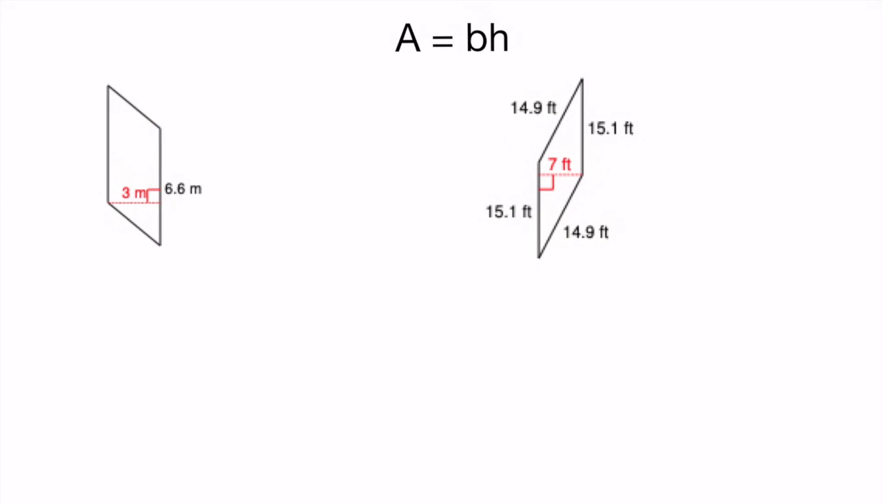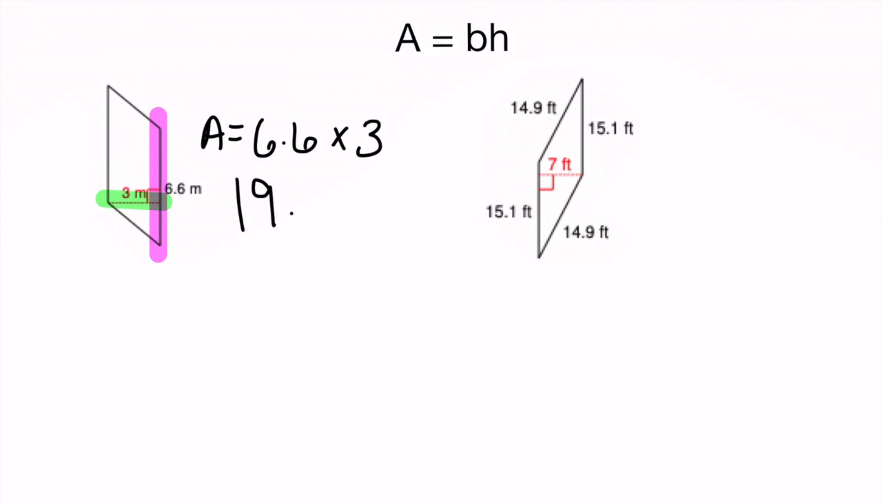So these look a little different than what you've been doing before, but it's the same concept and the same formula. We have our base and our height. Our base and our height are always going to make this 90-degree angle right here. So they're going to make a T. So we have our area equals our base of 6.6 times a height of 3, which gives us 19.8 meters squared.